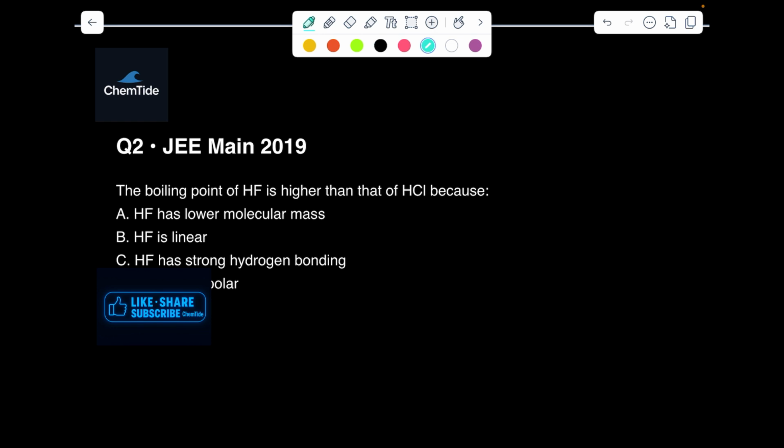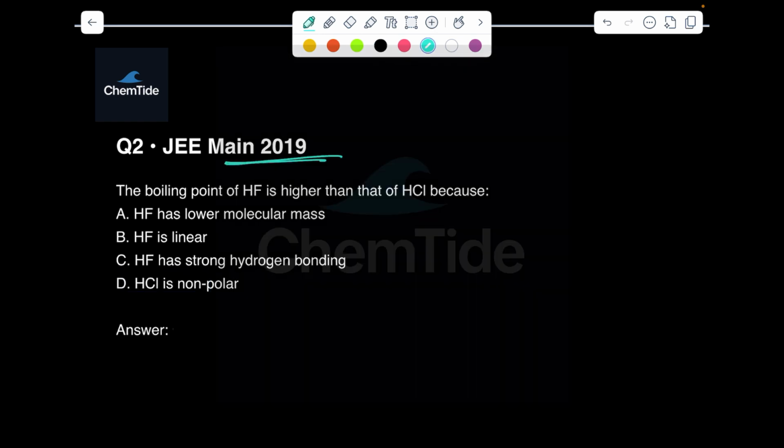Now we have our next question, that is JEE Main 2019. The boiling point of HF is higher than HCl because, very obviously, hydrogen can form intermolecular hydrogen bonding with fluorine, oxygen, and nitrogen, which creates a force of attraction and can increase the boiling point. So HF has strong hydrogen bonding, and that should be the right answer.